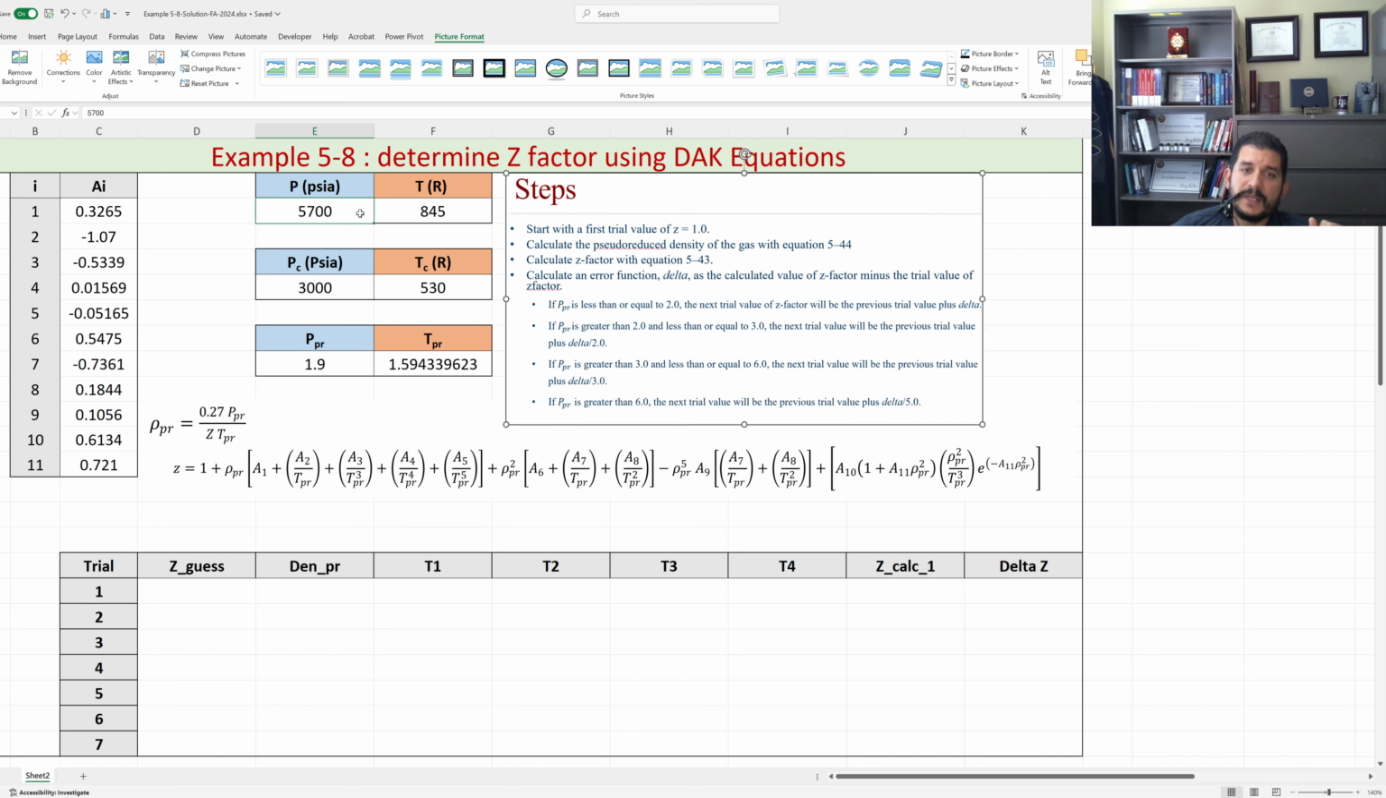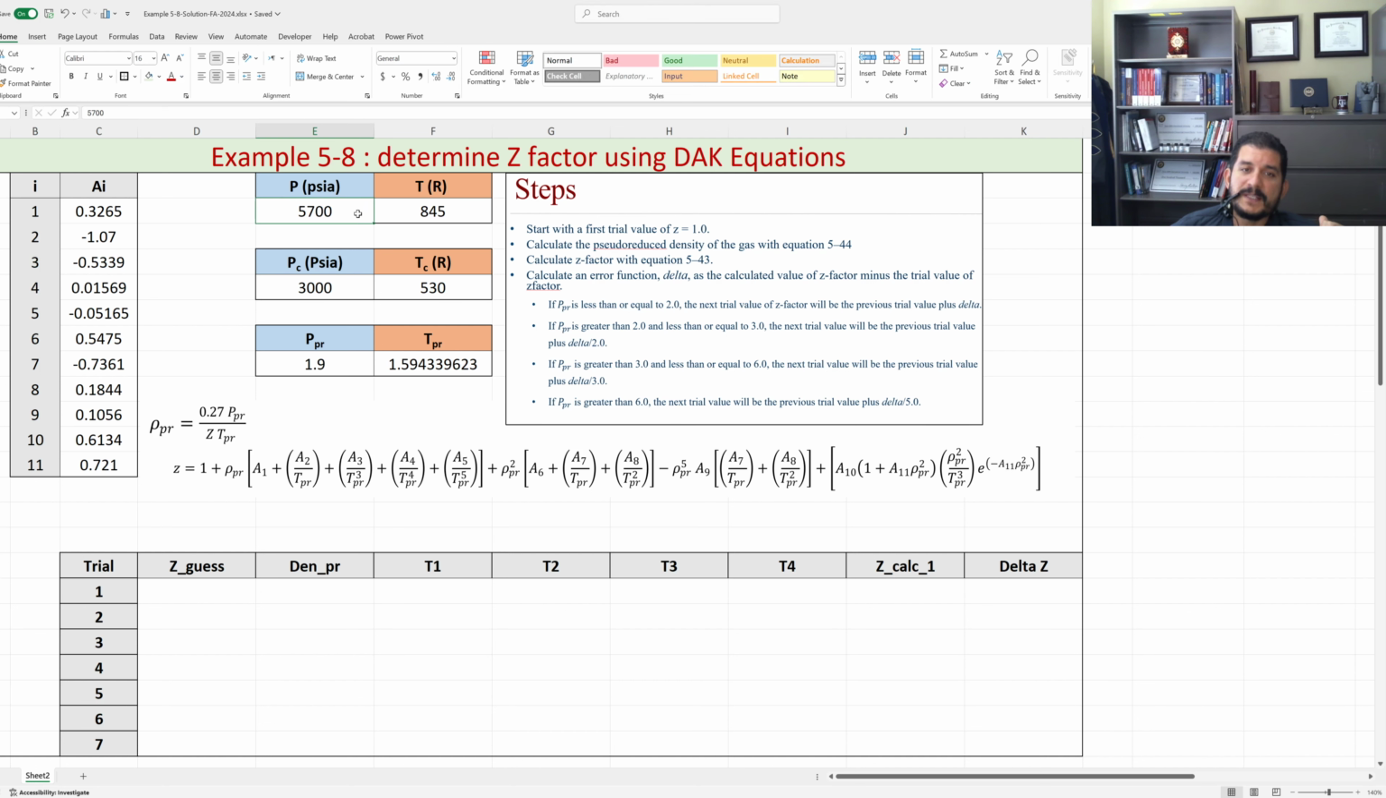In the example I have today, we assume the pressure to be 5700 psi, and the critical pressure of this fluid or composition is 3000. The temperature is 845 Rankine, while the critical temperature is 530. So the first step is to calculate the pseudo-reduced pressure, which equals the pressure divided by the critical pressure, so it's E3 divided by E6. The pseudo-reduced temperature was calculated also by dividing T by the critical temperature.